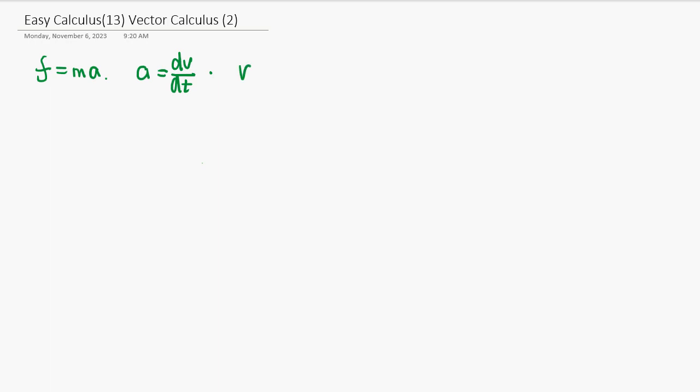But the v is the velocity, which is ds, the distance you go, over dt. So F equals m d squared s over dt squared. That's what we learned in physics.